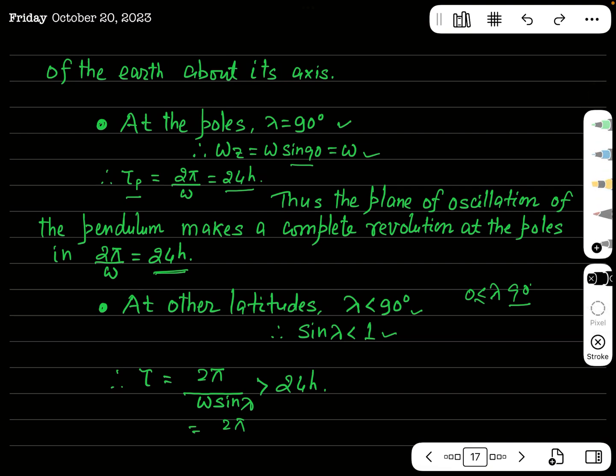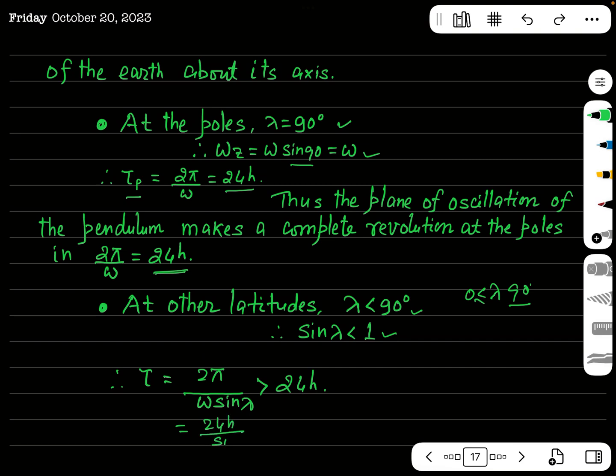omega sine lambda, and we have already obtained that this 2 pi by omega is 24 hours, and we will divide it by sine lambda, but sine lambda is smaller than 1. So after dividing by sine lambda, which is a number smaller than 1, you will get a result which will be greater than 24 hours. So I have written here that at other latitudes not situated at the poles and at the equator, this tau will be greater than 24 hours.